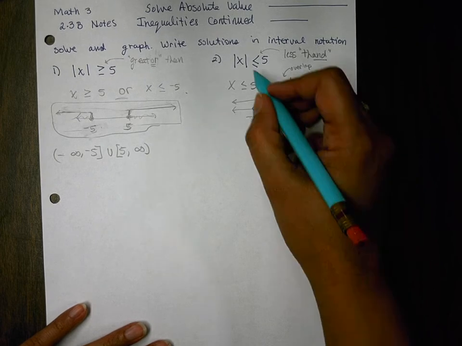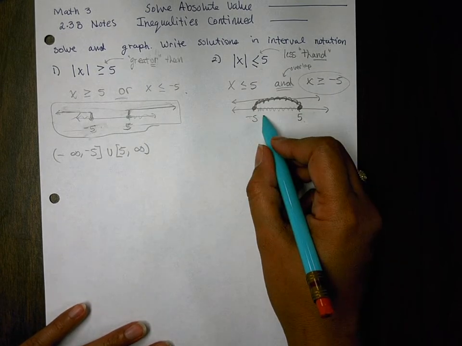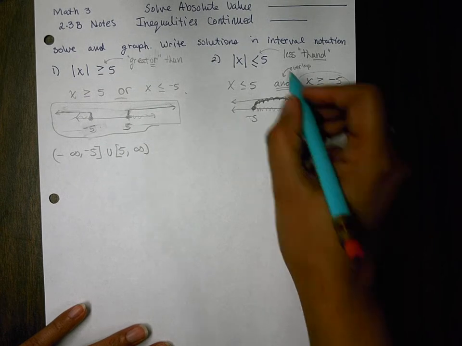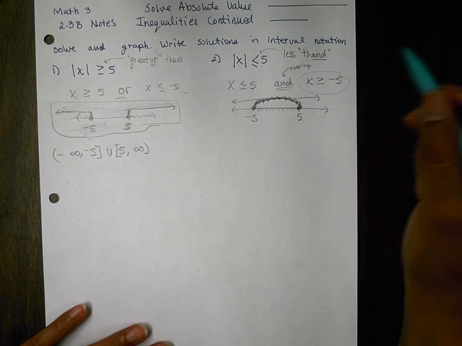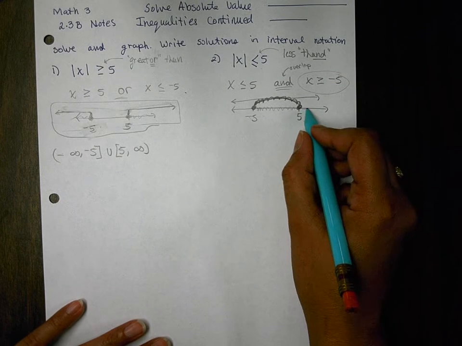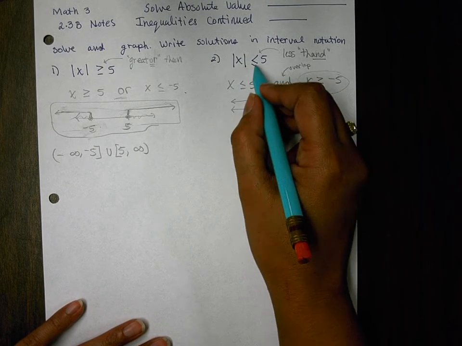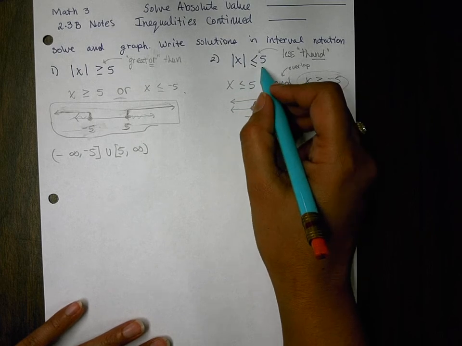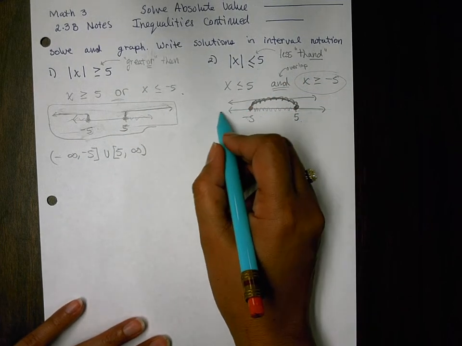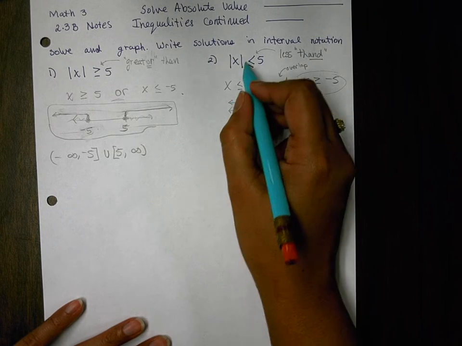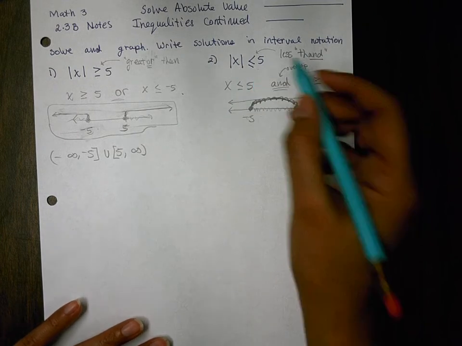So try a number between -5 and 5. 4 is in between. The absolute value of 4 is less than or equal to 5. What about -4? -4 is in between those two numbers, and the absolute value of -4 is +4, which is still less than or equal to 5. Anything out here is not going to work, like 6 or 7 or 8. The absolute value of 6 or 7 or 8 is not less than or equal to 5. The same thing with -6 or -7 or -8 is not going to work because that absolute value is not going to be less than or equal to 5.